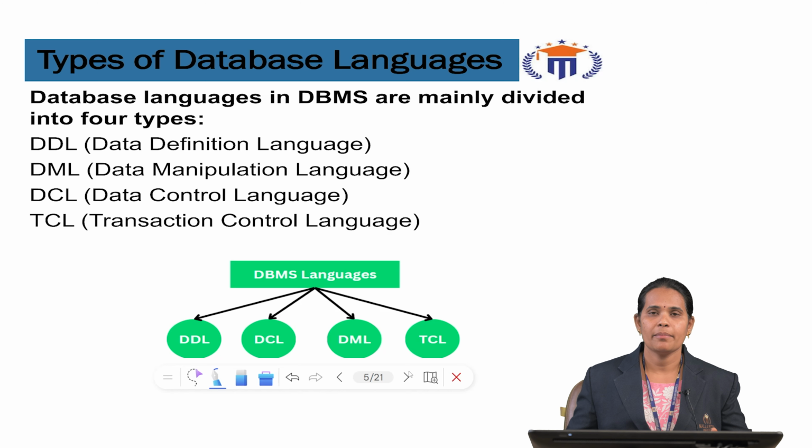Next, types of database languages. The database languages are mainly divided into 4 types. The first one is DDL. DDL stands for Data Definition Language. DML, Data Manipulation Language. DCL, Data Control Language. TCL, Transaction Control Language. Let us discuss one by one.